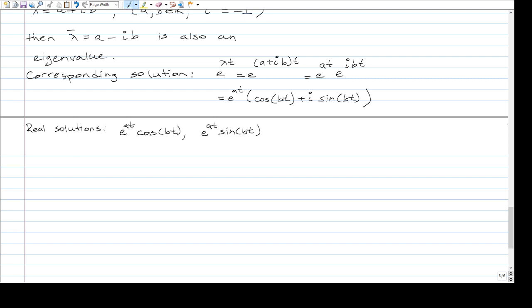So we can regard the case of having complex eigenvalues as a part of the case where eigenvalues are distinct. Okay.